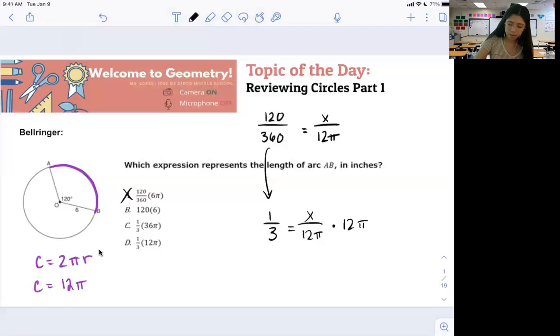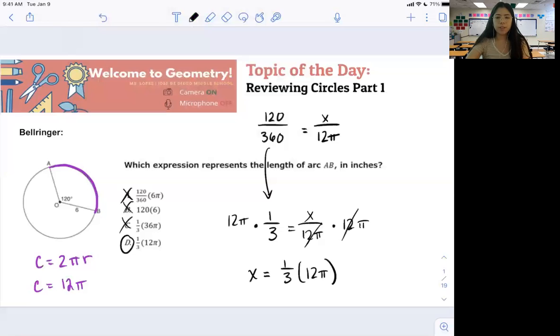The circumference changes the whole equation. It sure does. So that was why A was a decoy and D was the one that we're actually looking for. B and C were obviously wrong. All right. So do I have any questions on this one, the first one? No questions.